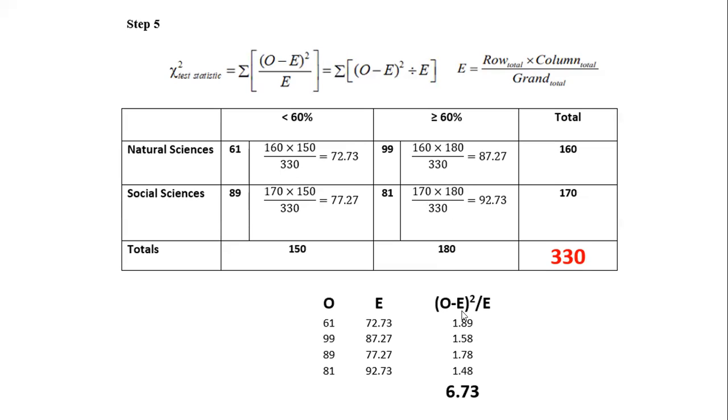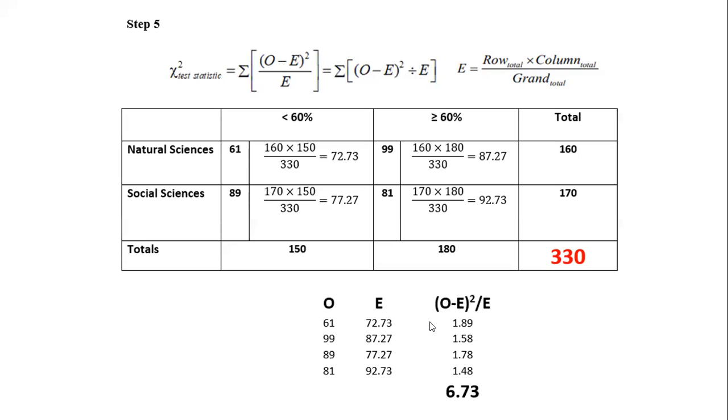We are going to compare them with this formula: O minus E, all squared, divided by E. And this was done using Excel. So you have a column of the observed values, a column of the expected values, and the formula O minus E all squared divided by E. 61 minus 72.73, all squared, divided by 72.73 gives us 1.89. And this was done for all the others, 99 and 87.27, 89 and 77.27, and 81 and 92.73. And these were added because the formula is to find the sum. So these are the chi-square contributions, four of them, and they were added to give you the chi-square test statistic, which is 7.73.